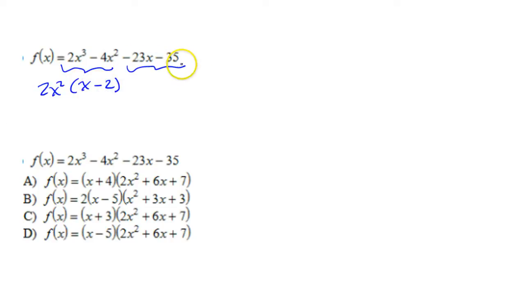But then when I look at the second pair of terms, there is no common factor at all, other than taking out a negative 1, which would leave behind 23x plus 35. But these are not the same, so grouping would not work. So we need a more advanced strategy in order to factor this.